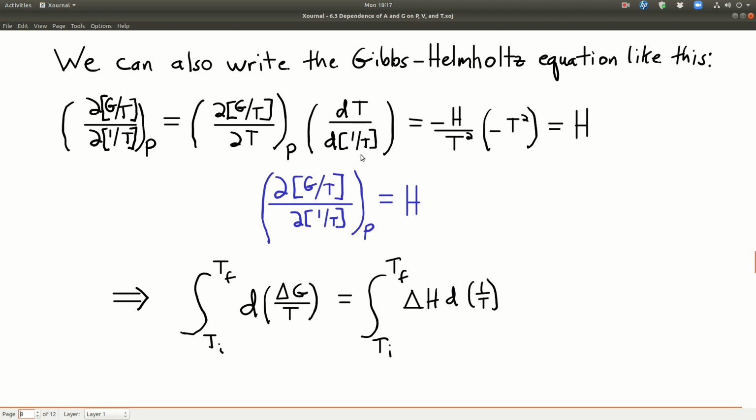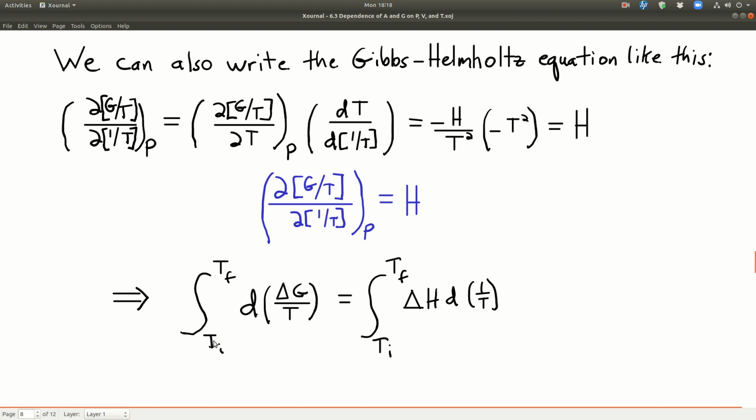dT with respect to 1 over T is just negative T squared. So the T squareds cancel, negatives cancel, and we just get enthalpy. So this is another form of the Gibbs-Helmholtz equation. It says the partial of G over T with respect to 1 over T at constant P is equal to enthalpy. What we can do now, guys, is multiply through by partial 1 over T and make both sides exact differentials.